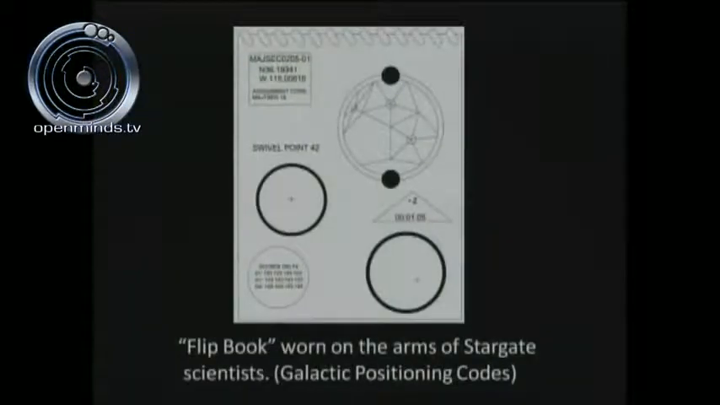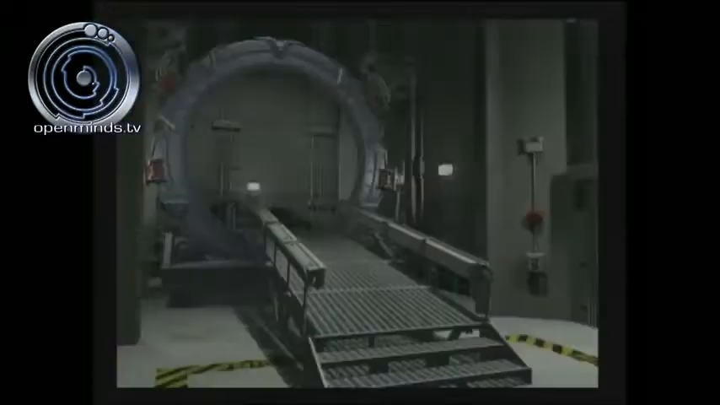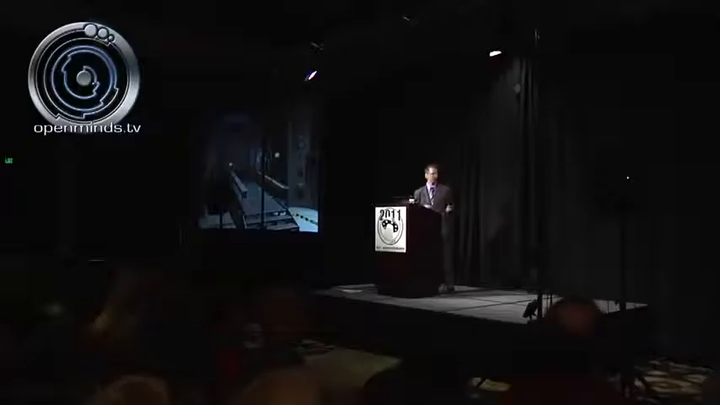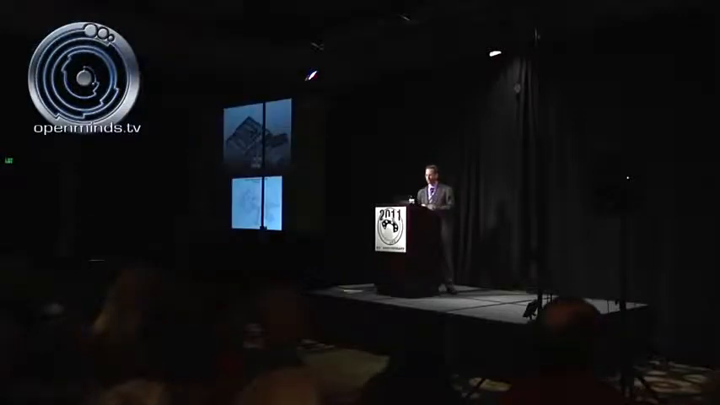The flip book, this was something that engineers wore on their arms, and it was kind of a GPS code book, because you have to know where you are and where you're going when you operate or access one of these Stargates. Now, some of you may have seen the movie Stargate. The actual Stargate looks nothing like what you see in the movies. The only thing that is consistent is this metal catwalk that gets you into the actual Stargate. That's the only similarity in the entire operation.